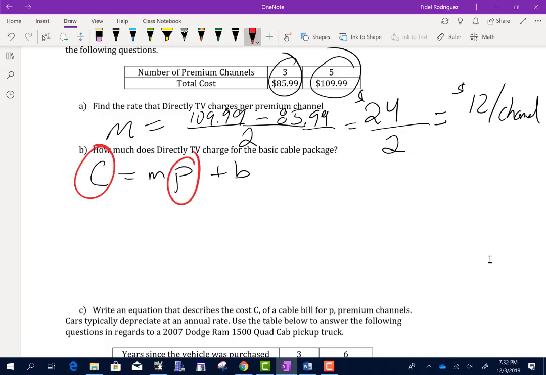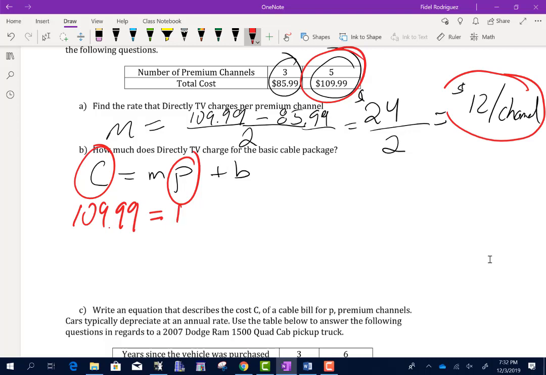So guys, one thing I want to point out, it doesn't matter which one of those 2 pieces of information I use, whether I use the 3 channels for $85.99 or whether I use the 5 channels for $109.99, I'm going to end up with the same answer, okay? So just to show you, suppose I decided to go with this one here. My cost is $109.99. What were we paying for premium channel? $12. When we have 5 premium channels, let's figure out how much the basic package is going to be.